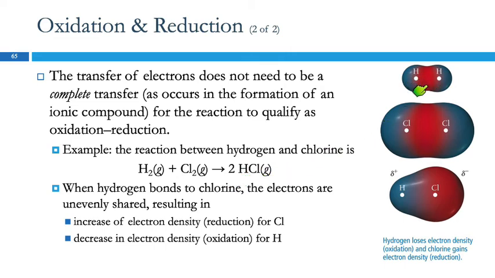So here we have the hydrogens sharing a pair of electrons, and here we have the chlorines sharing a pair of electrons, and we see that these molecules are symmetrical, right? There's not one end that's red and one end that's blue. When hydrogen and chlorine form a covalent bond, chlorine hogs the electrons. We'll explain why later. But chlorine has increased electron density, and the hydrogen has decreased electron density.